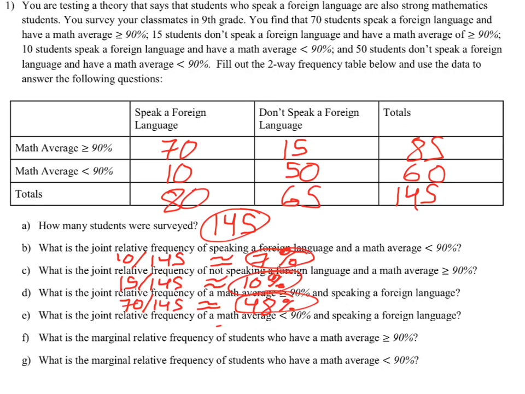Next one, math needs to be less than 90 and speaks foreign language, less than 90. That's that guy. That's 10 again. And we already figured that out, so I'm not going to put it in the calculator again. It's just about 7%. And yes, that's supposed to be the same, just to show that those come out to be the same number. It doesn't matter if you switch the order of the language there.